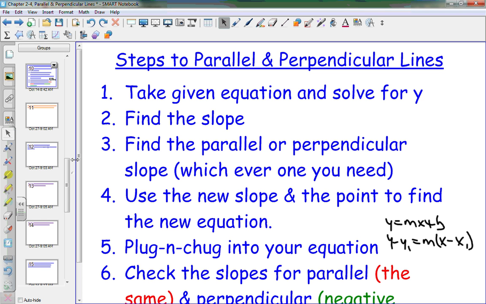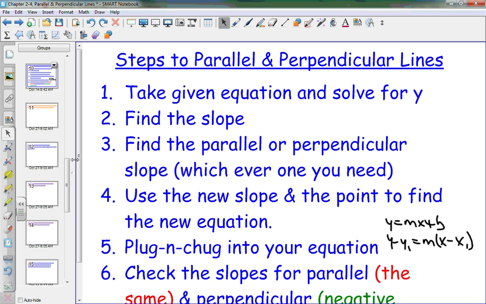Why do I need to solve it for y? Because what do I need out of it? The slope. I don't care about the y-intercept. What do I care about? Every single thing we've talked about so far today has been about slope, right? Parallel means the slopes are the same. Perpendicular means the slopes are opposite reciprocals, okay?